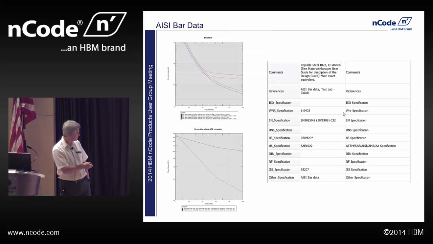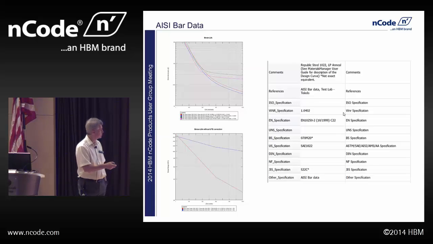So AISI bar data, we've done the analysis, a complete set of curves in terms of EN, SN and stress. Yeah, stress life's in as well. So a full set of curves, 43 data sets, and generally with all the equivalents in terms of what the materials are.